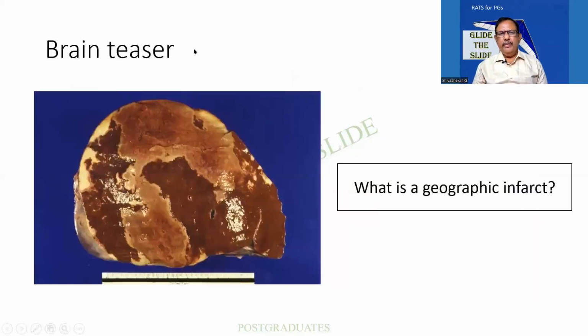So this is a brain teaser. Here again, I am finding a huge spleen with multiple pale areas, and my question straight away is, what is a geographic infarct? I shall give you the answer for this at a later date because I would like you people to kindly discuss and come to a diagnosis. What is a geographic infarct?